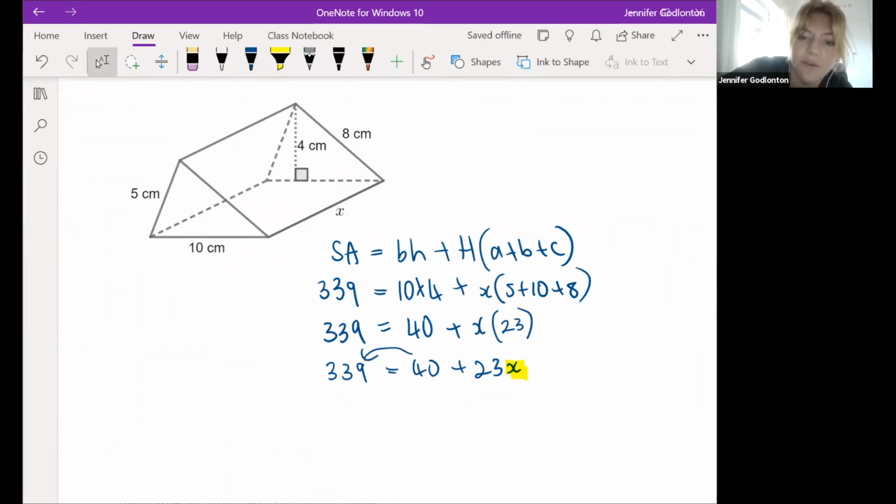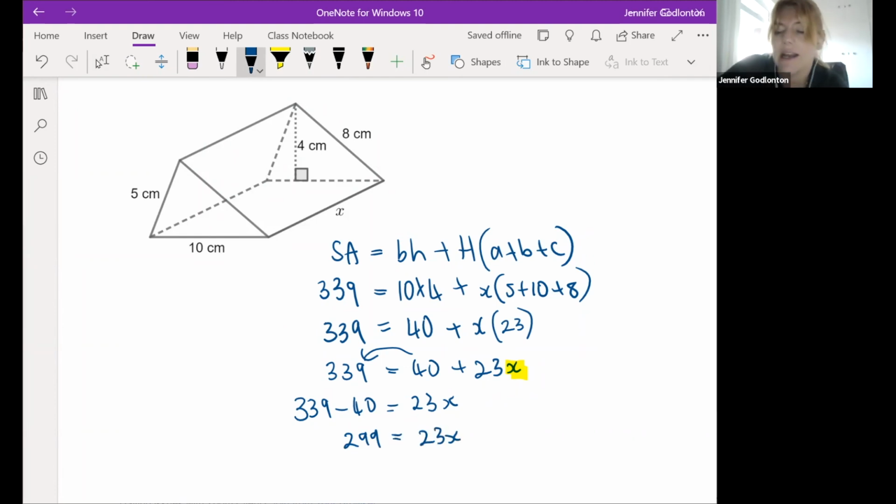Yes, okay, so you're going to move that 40 over. So what do I get when I say 339 minus 40? What answer do I get? 299, ma'am. Okay. How do I get that x to be alone now? You have to divide it by 23.